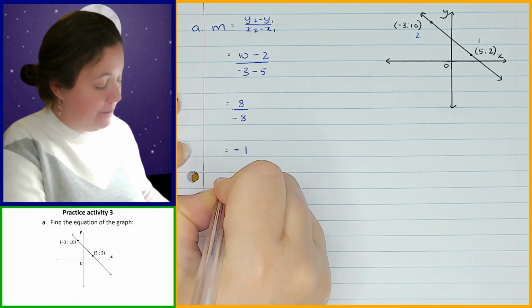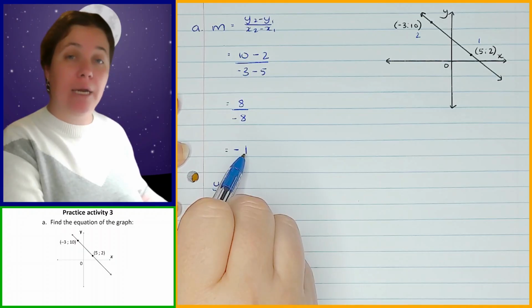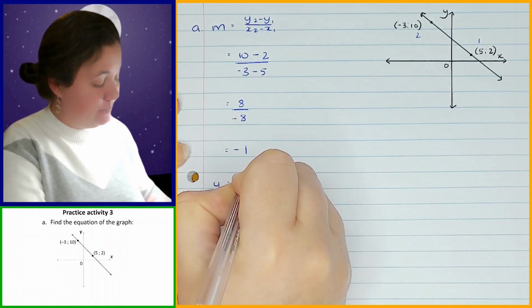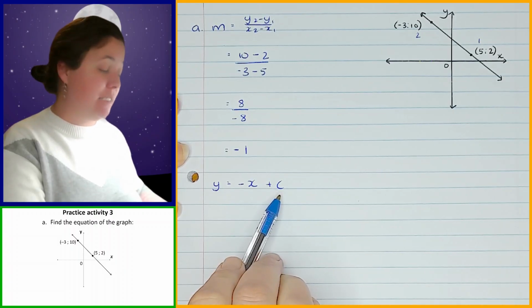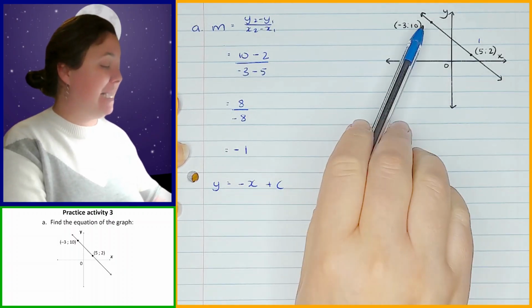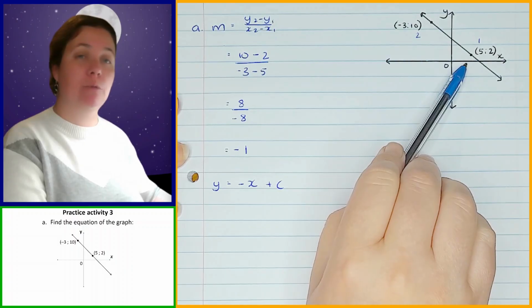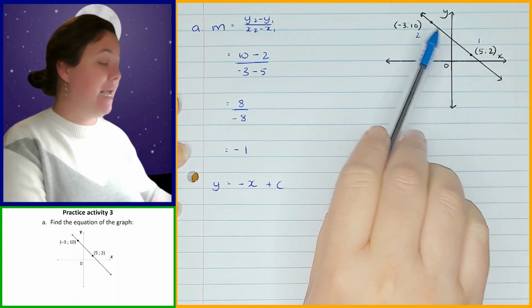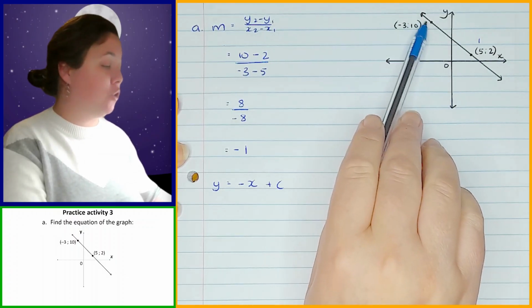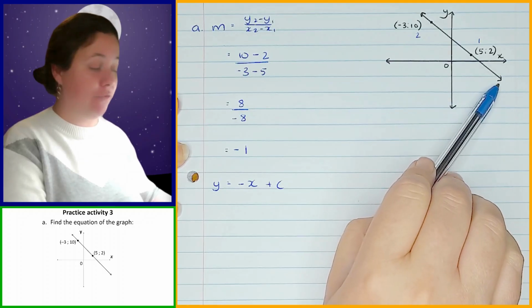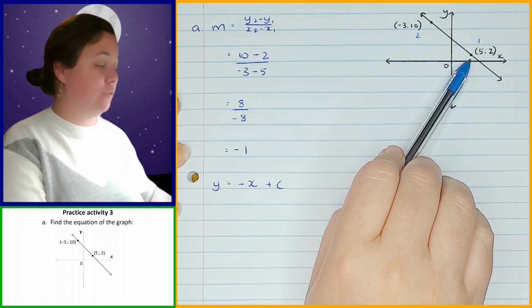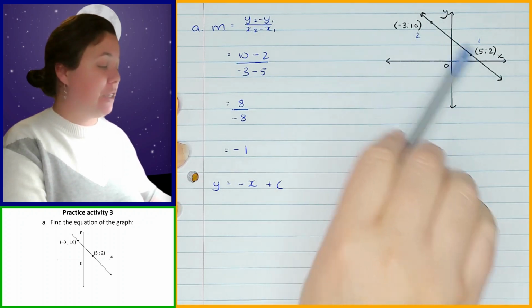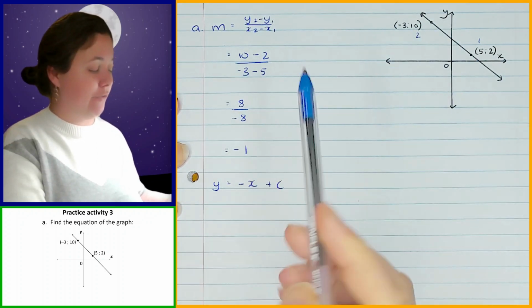So I've got y equals negative 1x, which is just negative x, plus c. I don't know yet what c is, but I can work it out by taking either one of these 2 points. Remember, it doesn't matter which one you use, as long as you're using a point that is on the graph that you are working out the equation for. So I can use (-3, 10), or I can use (5, 2). I can't use any other point that is not on that line.